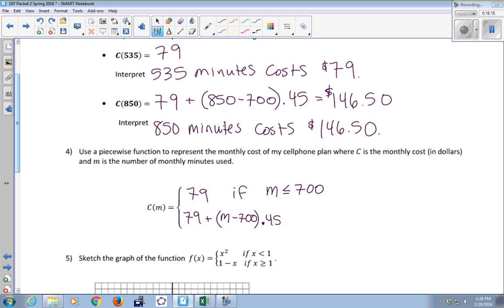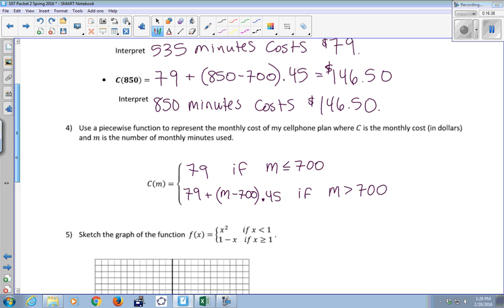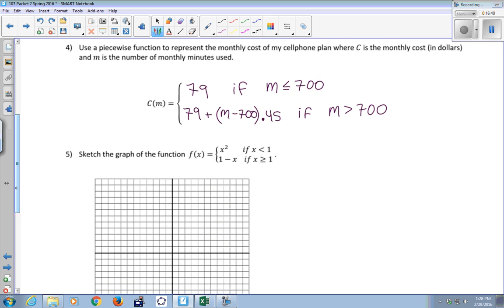Okay. And then that formula is used if what? M is greater than 700. So there's another piecewise function, right? It's different formulas on different parts of its domain. And it takes a little bit of getting used to the notation, but it'll become second nature. Questions so far?